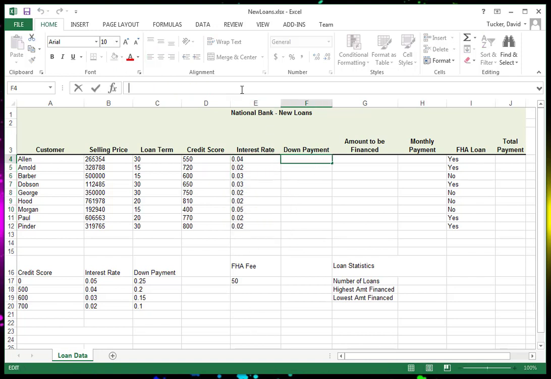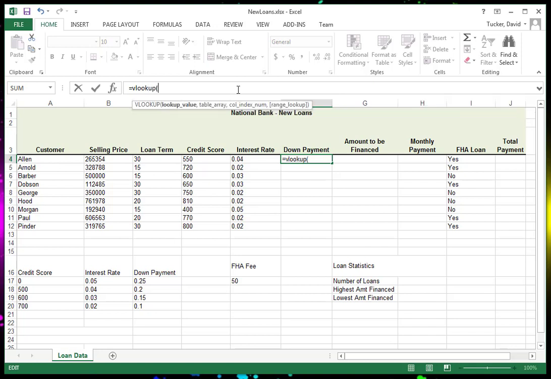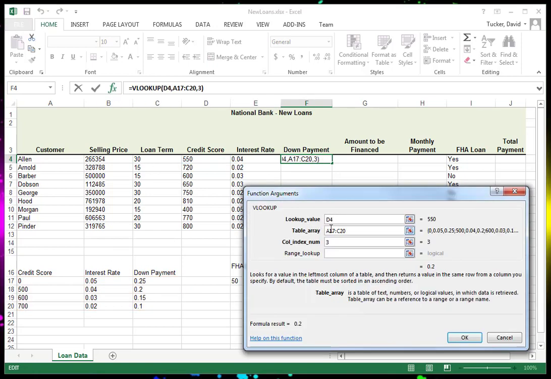The down payment is the exact same thing, except instead of column 2, we do column 3. Based on the credit score, same table. Now here I put in a 3 because I'm going to grab this down payment here. Okay, and we still need, now we could do the helper if you want. We still need the dollar signs there.